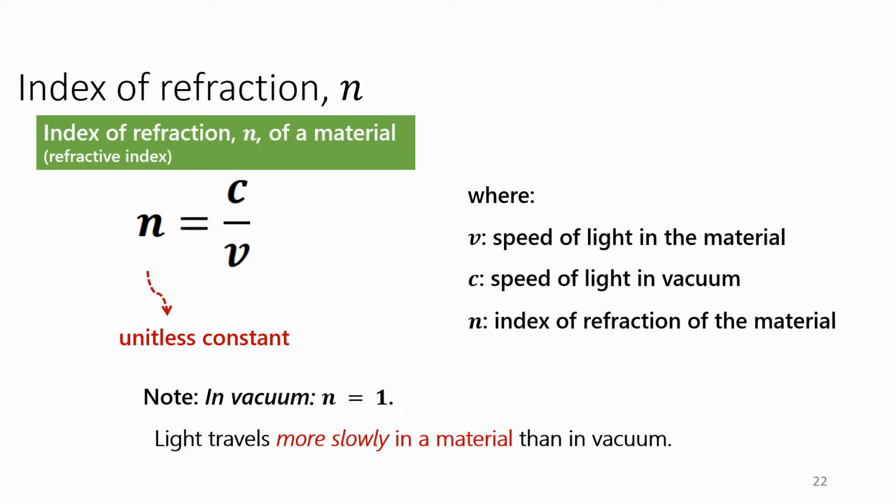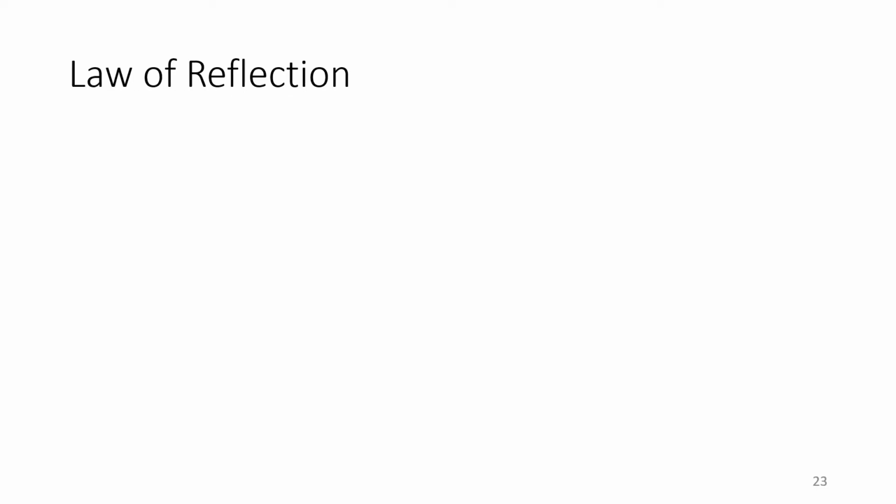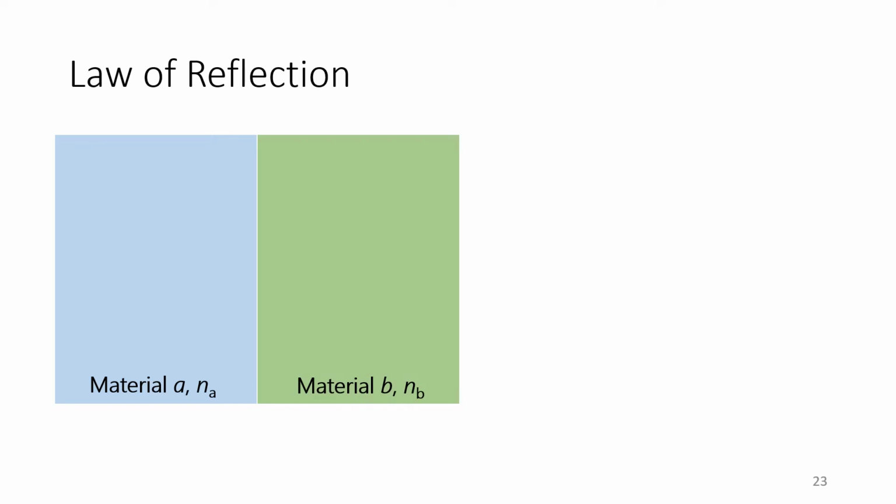Refractive index n is the simplest physical property in classifying the medium in which light travels. Once the refractive index of the medium changes, we expect the light rays to deviate from a straight path. We first analyze reflection. We have our first material A with refractive index n sub A. This is where the original or incident ray comes from. This is also where the reflected ray will travel. Material B with refractive index n sub B is where the refracted or transmitted ray will be, but we're not going to focus on that for now.